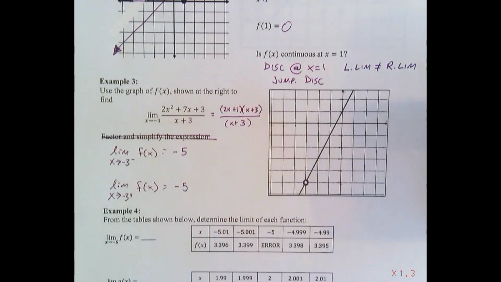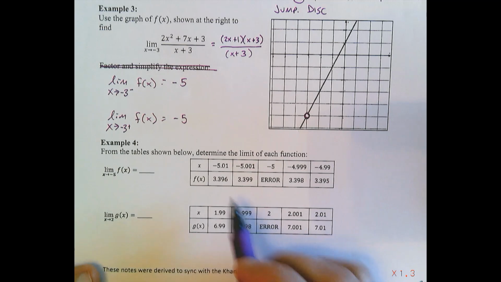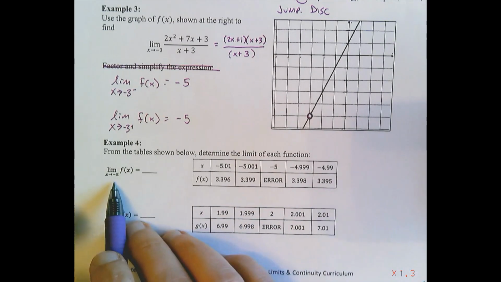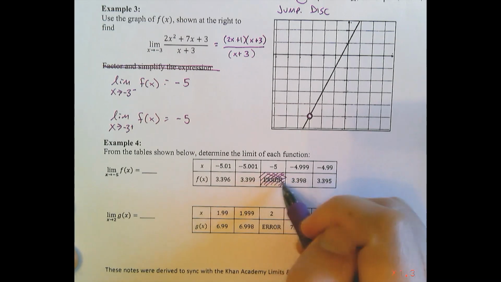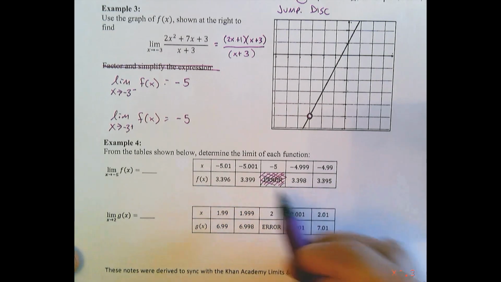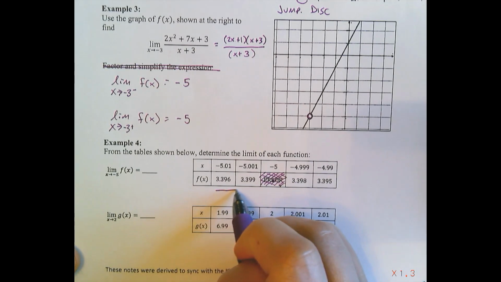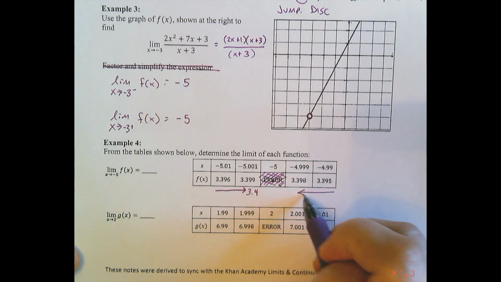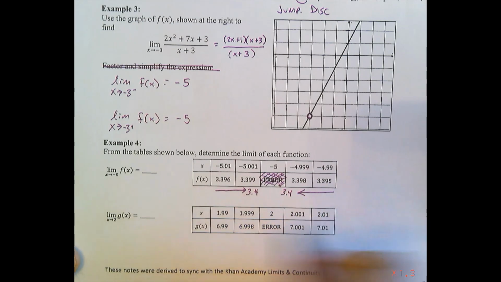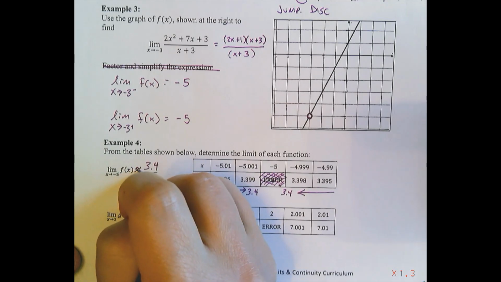Revisiting tables, here I have a limit expression, and what's in the box is always a mystery. For limits, in this case I told you it's an error, but we don't need to know what's in there to evaluate the limit. I noticed that the left side seems to be approaching a value of 3.4, and the right side seems to be approaching a value of 3.4. So the two-sided limit probably is 3.4.